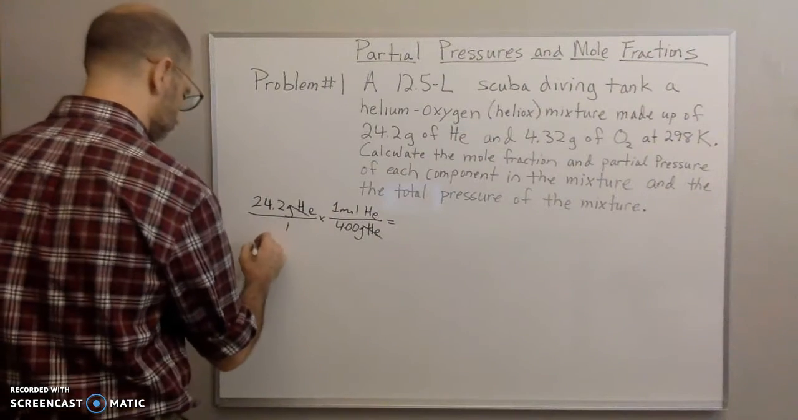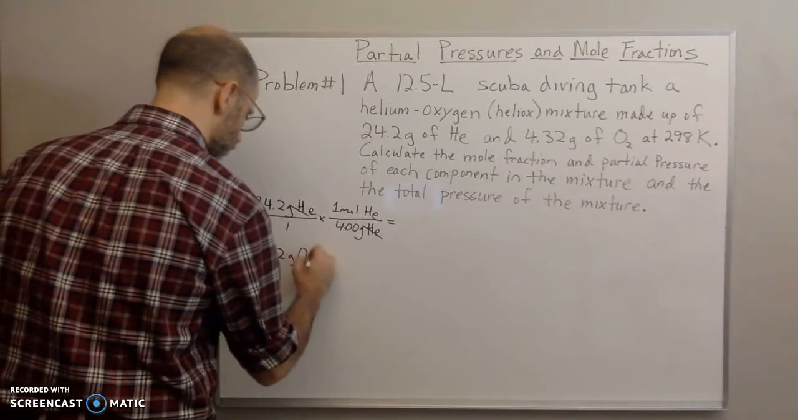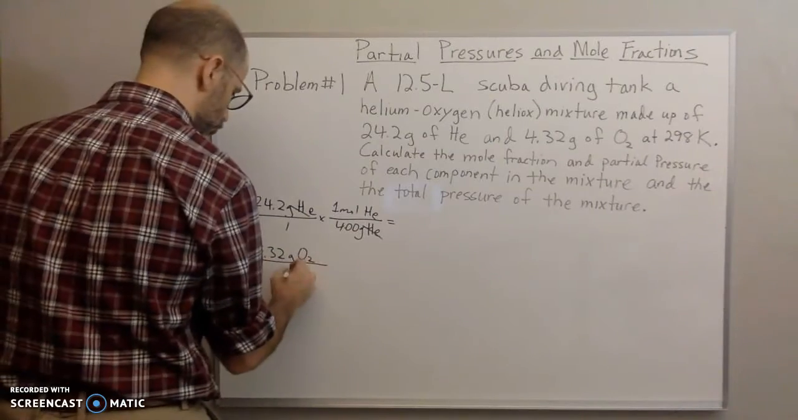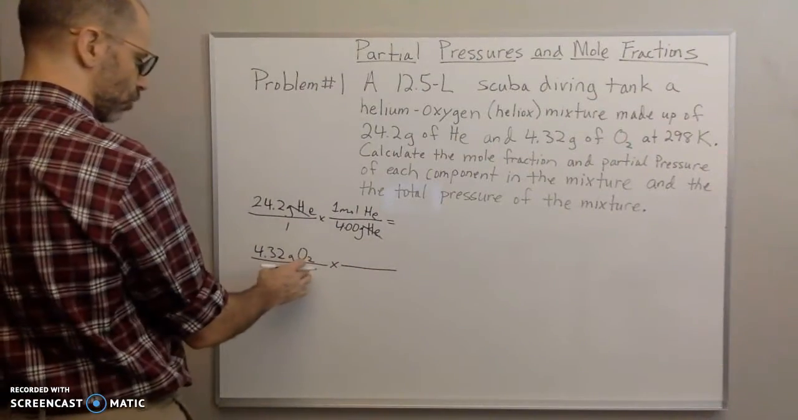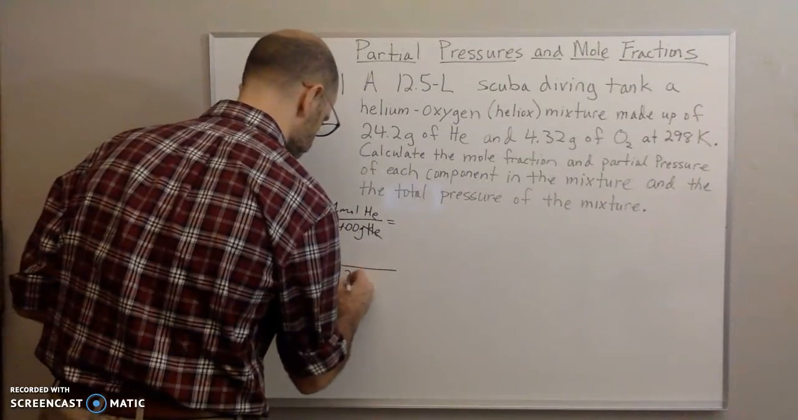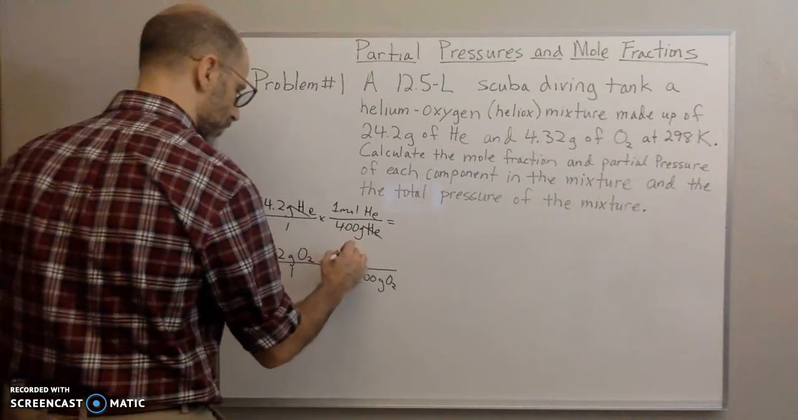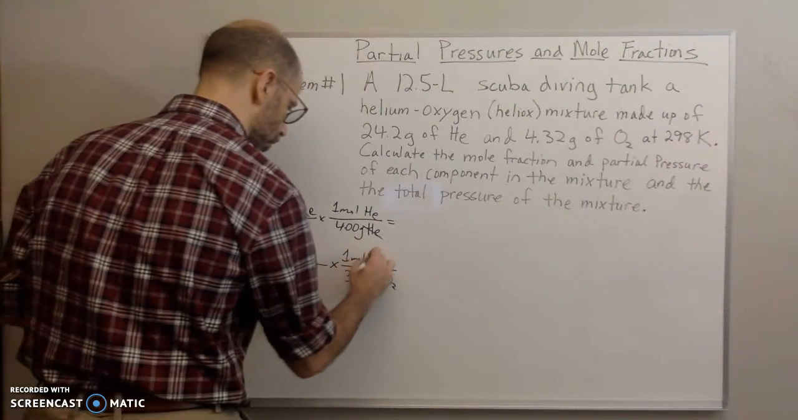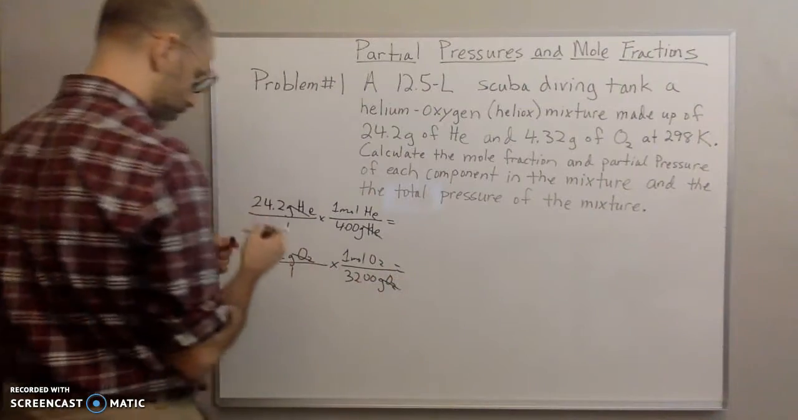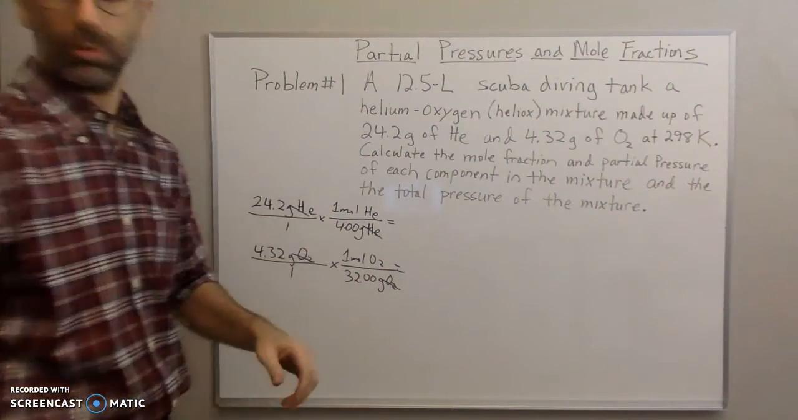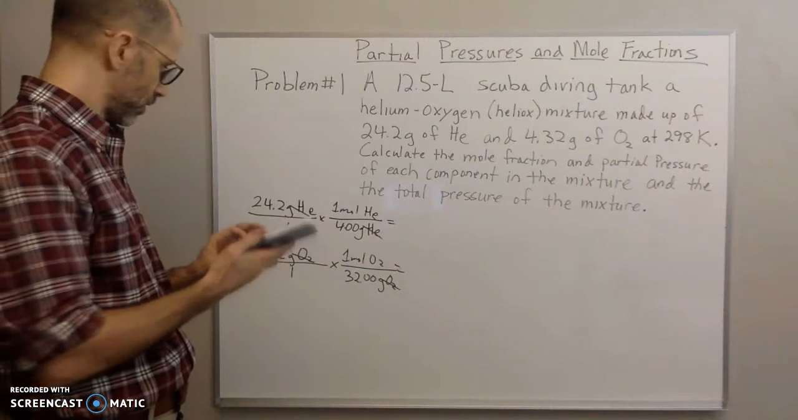I do the same thing for oxygen, 4.32 grams of O2 gas. So then I get the molar mass. The molar mass of O2 is 32.00 grams of O2 per 1 mole of O2, grams of O2 cancel out. Now I have moles of O2. I don't remember what they are. I think this one was 6.05.